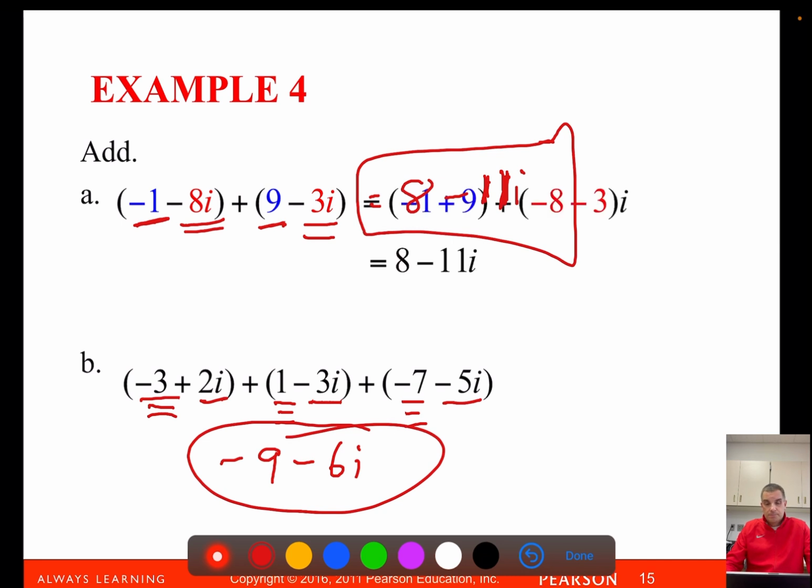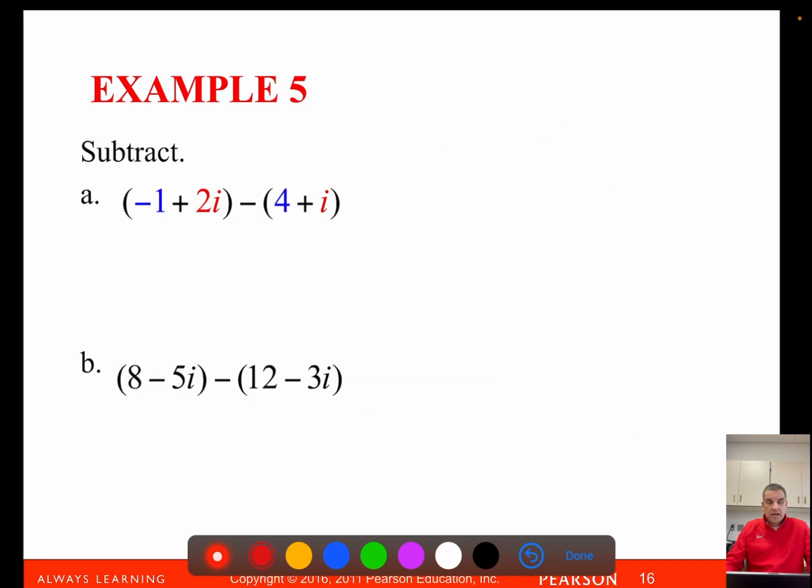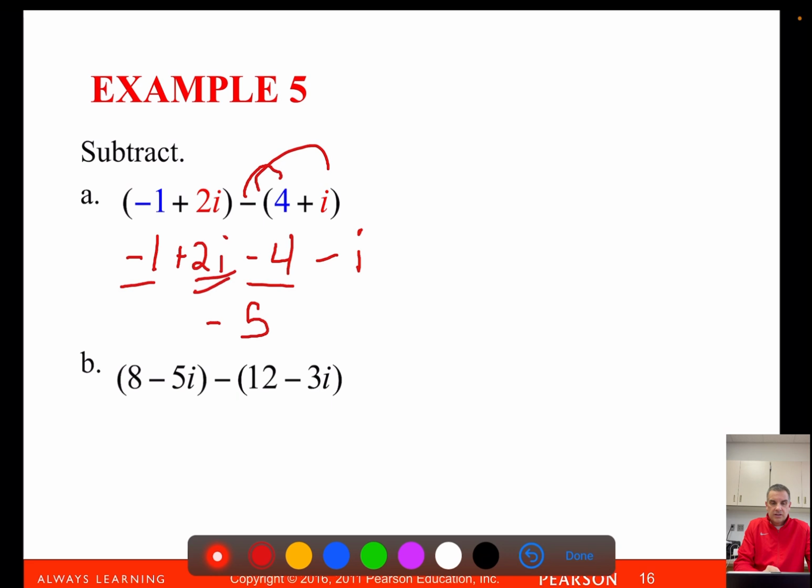So when you're adding them, just add them. When you're subtracting them, just subtract them. But again, that's a common thing that we always do when we do subtraction, is we need to make sure that we distribute that subtraction to both things. So if we need to rewrite this, it's not a bad idea. So that's minus 4 minus i. Combine your real parts, negative 5. Combine your imaginary parts, I think that's plus i. There's your solution.